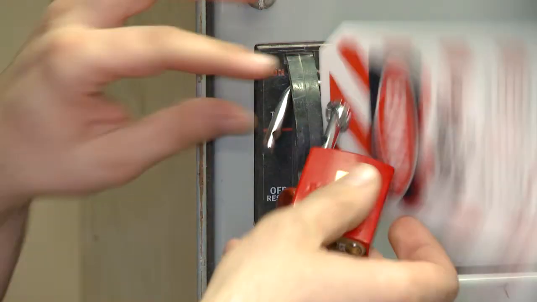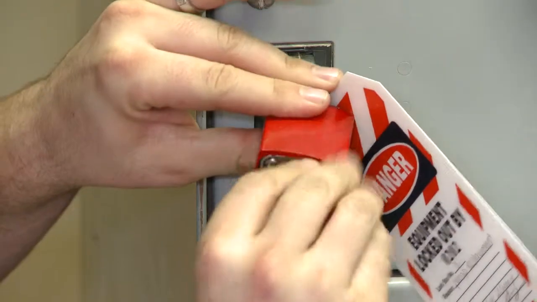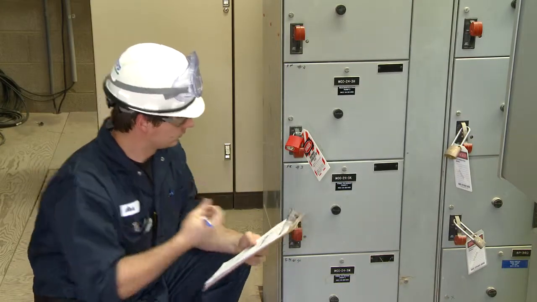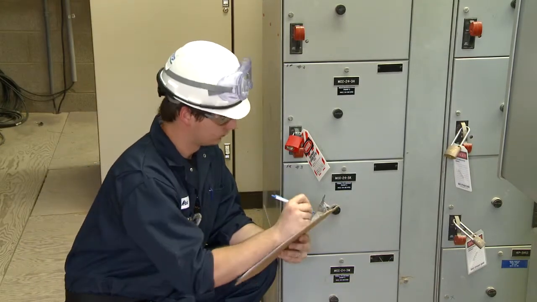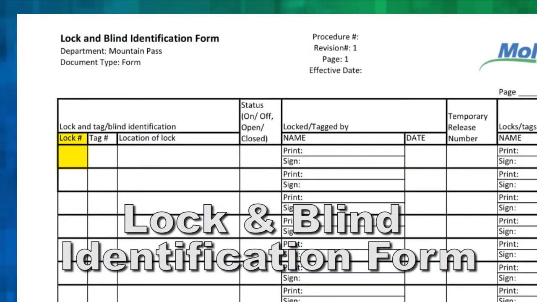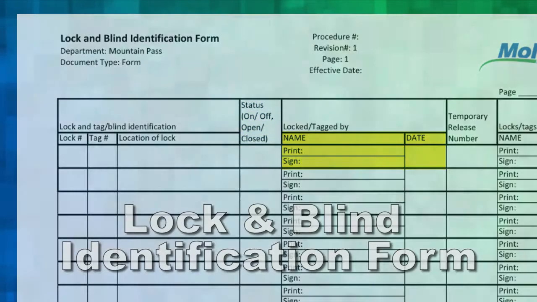a lock and tag. At this point, the first line of the LOTO lock-blind identification form is filled in. This includes the information on lock number, tag number, location of lock, and status of the equipment, whether it is on or off. It is then signed and dated.